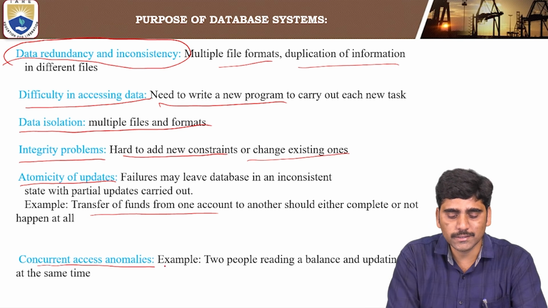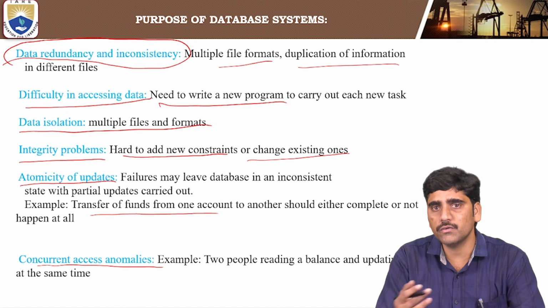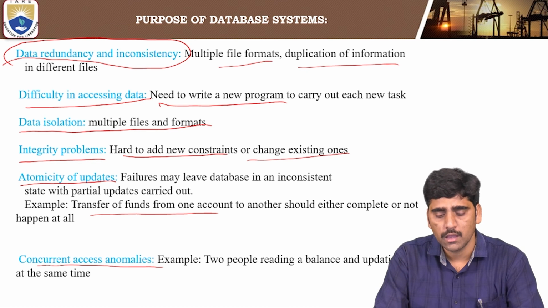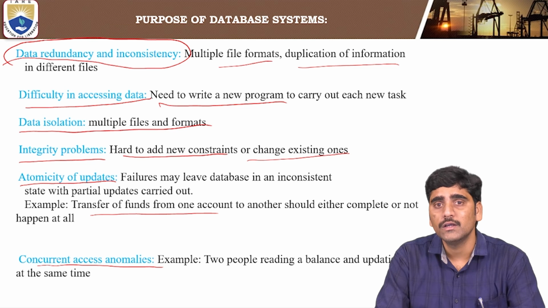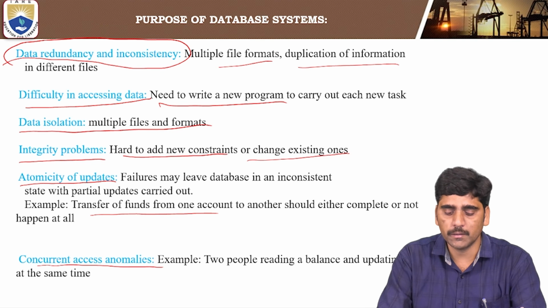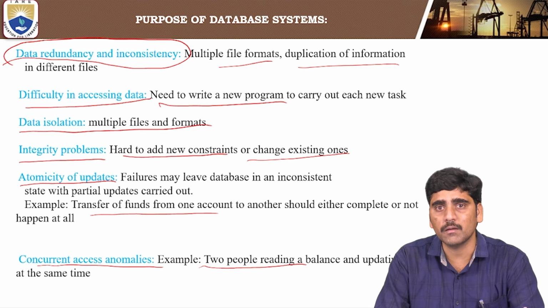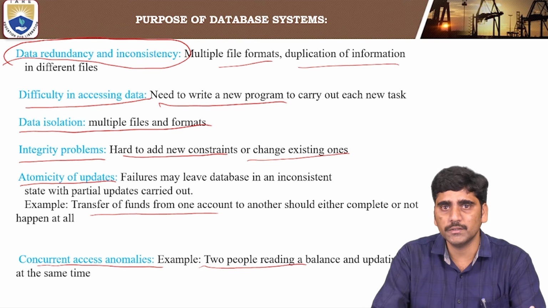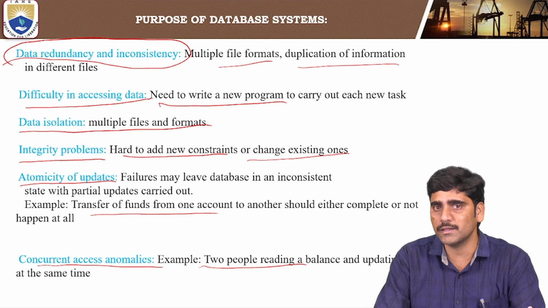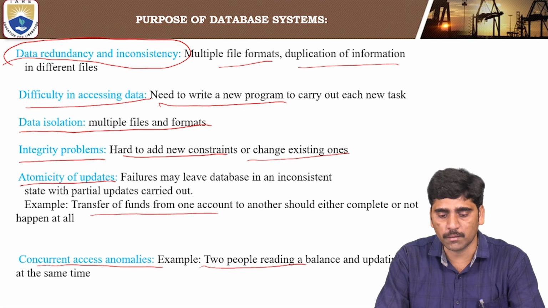And last, concurrent access anomalies. Simultaneously we are performing some operations, and those operations can be affected at any time. For example, two people are reading a balance and updating it at the same time. Think of ATM machines: two people go to two machines, and at the same time they read the balance as well as update the balance.